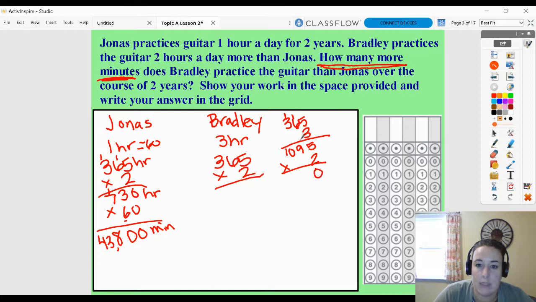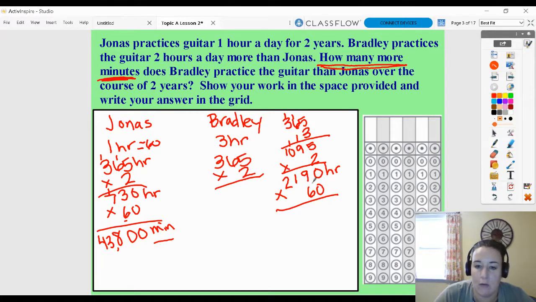5 times 2 is 10. 9 times 2 is 18, 19. Carry the 1. 0 times 2 is 0, plus 1. 1 times 2 is 2. So that's how many hours he practices, but we want to know it in minutes. So we have to take these 2,190 hours and make 60 copies because every hour is 60 minutes.